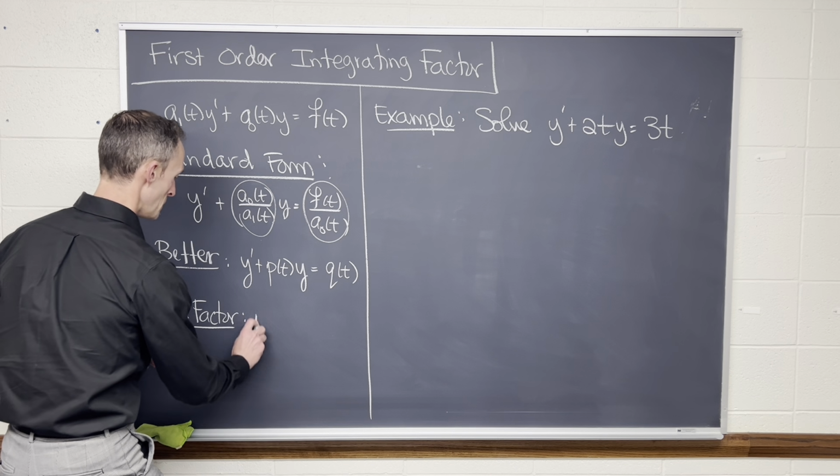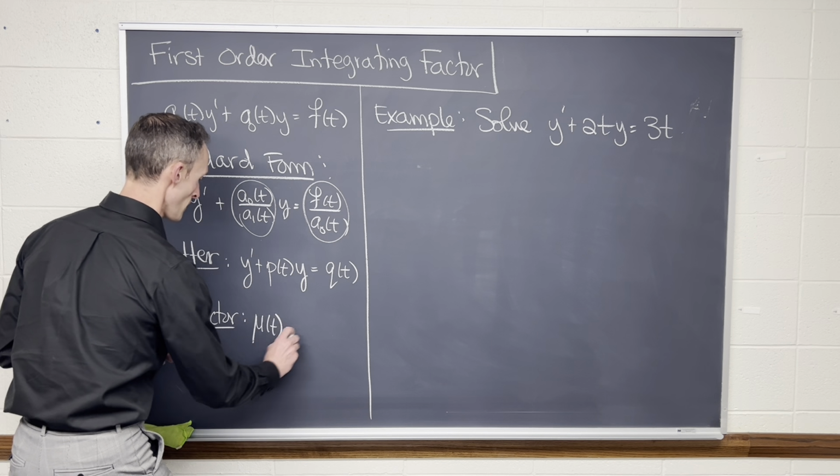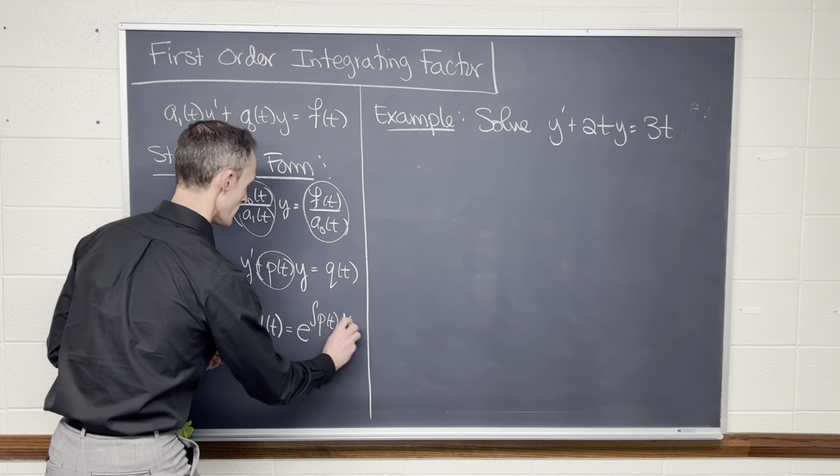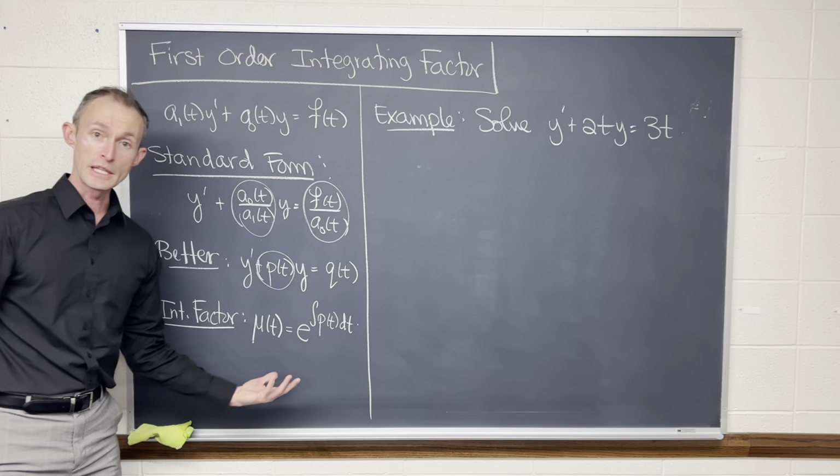Once it's in standard form, your integrating factor looks something like this. It's going to look like mu of t is equal to, you identify what p of t is. Now be careful, p of t has to have this positive sign in front. So if you have something like y prime minus 2y, you've got to take the negative into account. So if I look at p of t, that's this thing, and my integrating factor is literally just e to the integral of p of t dt. That's what the integrating factor is going to be.